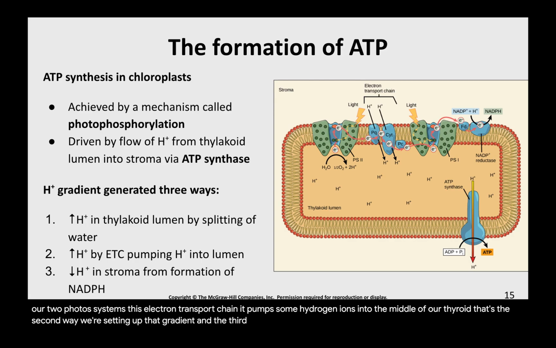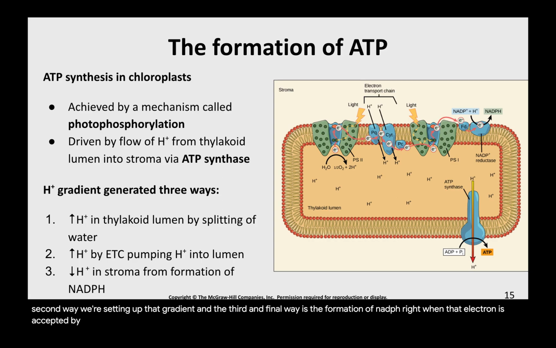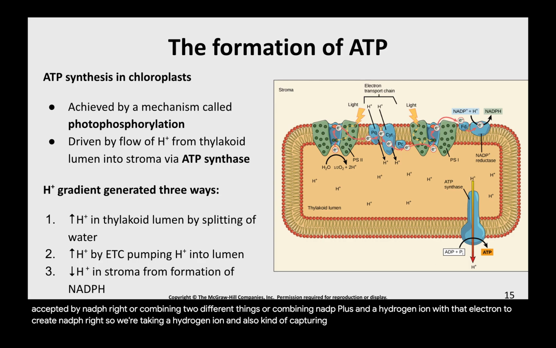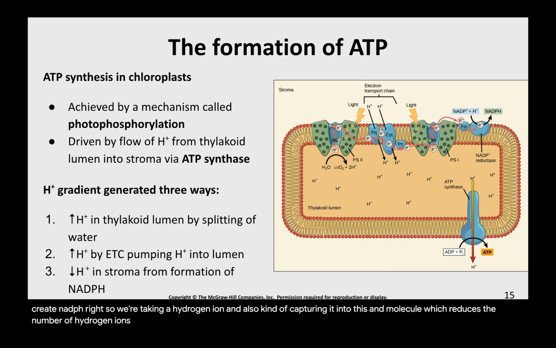And the third and final way is the formation of NADPH. When that electron is accepted by NADPH, we're combining 2 different things. We're combining NADP plus and a hydrogen ion with that electron to create NADPH. So we're taking a hydrogen ion and capturing it into this molecule, which reduces the number of hydrogen ions on the outside of our thylakoid. Those are 3 ways that we're making this gradient.